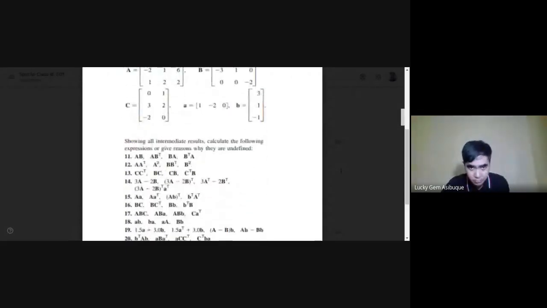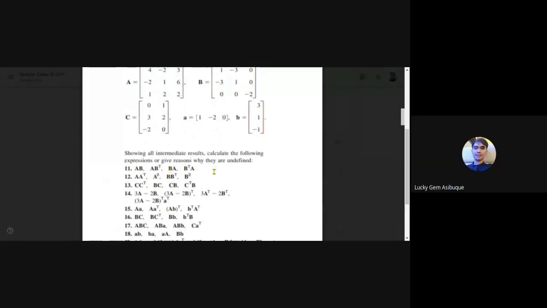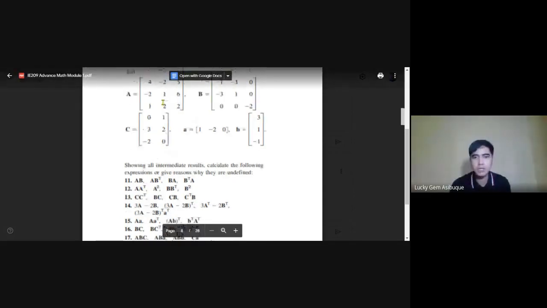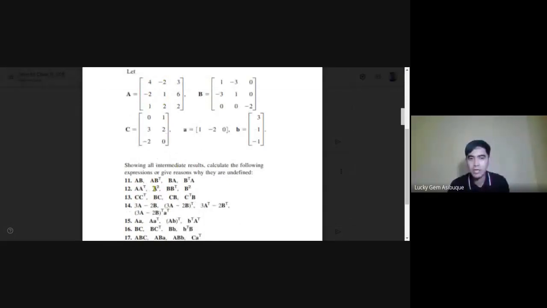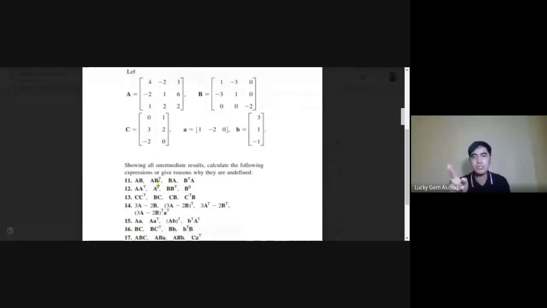So, dito kayo magsisimula sa 11. So, dito, showing all intermediate results, calculating the following expressions or give reasons why they are identified. So dito, ika-calculate nyo lang. Halimbawa, kay AB, ibig sabihin, multiply nyo lang si matrix A, yung given dito, kay matrix B. Samantala naman, yung sumunod niya, multiply mo si matrix A doon sa transpose ni matrix B. So, itatranspose mo muna si matrix B, saka mo i-multiply kay matrix A.